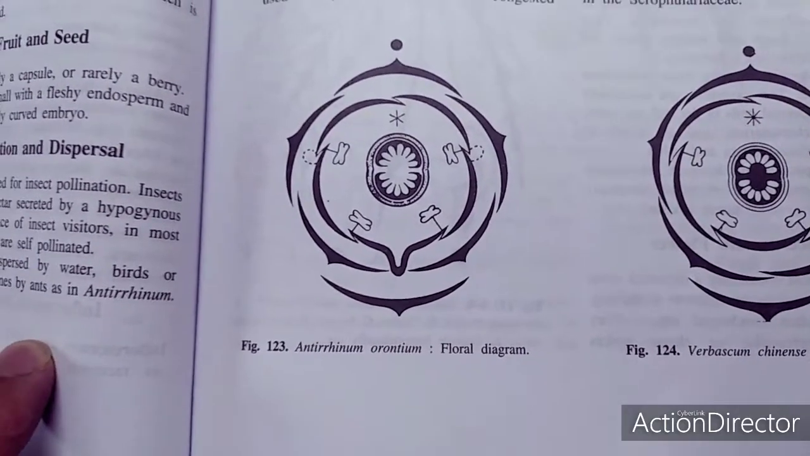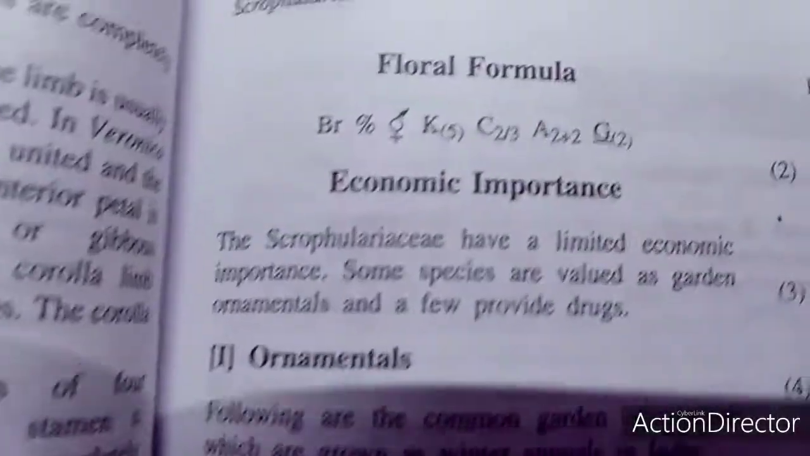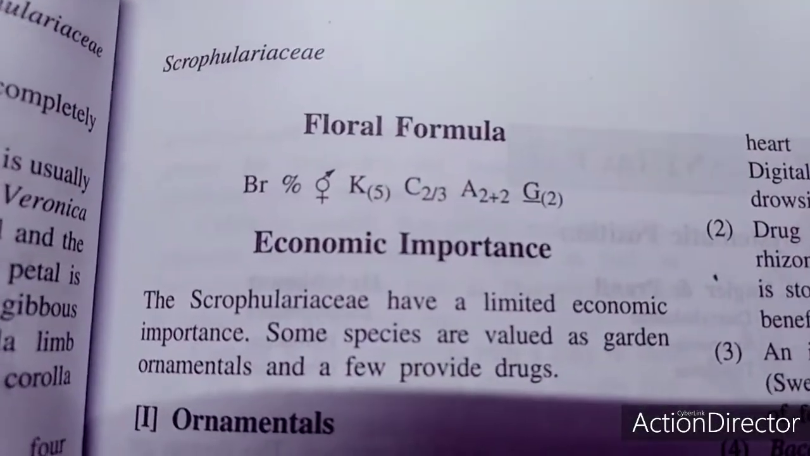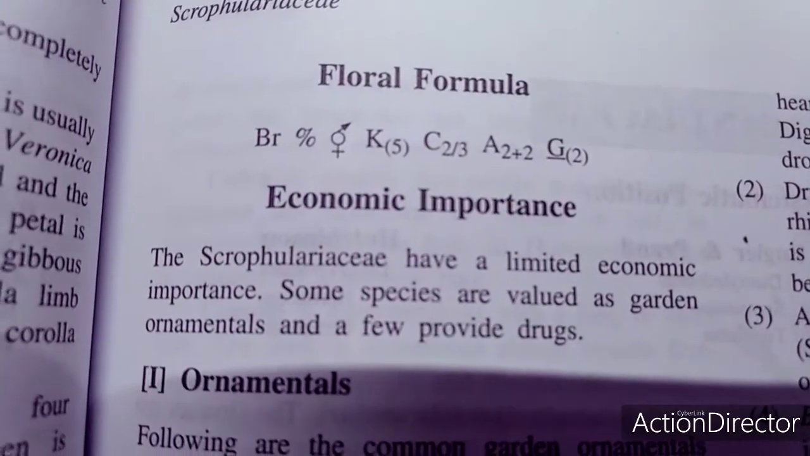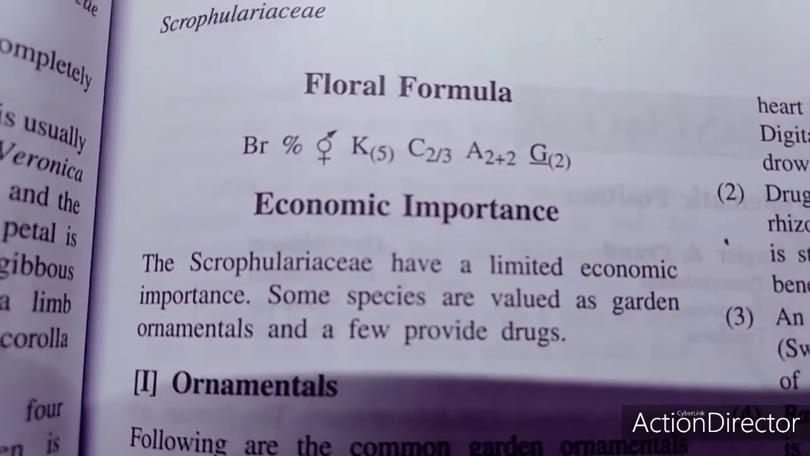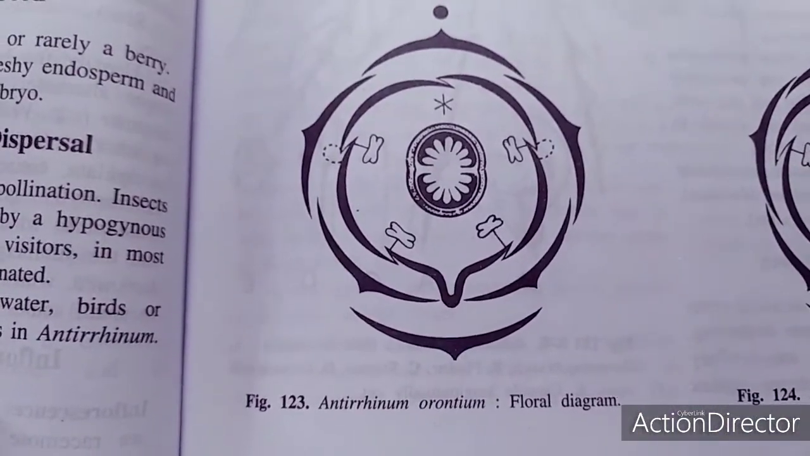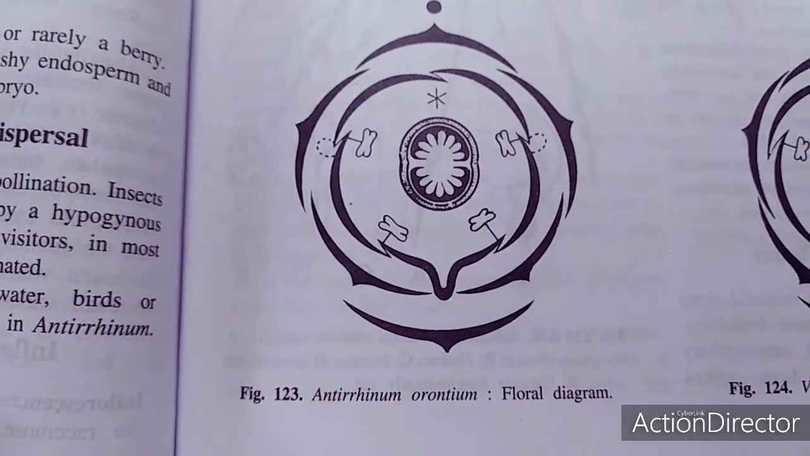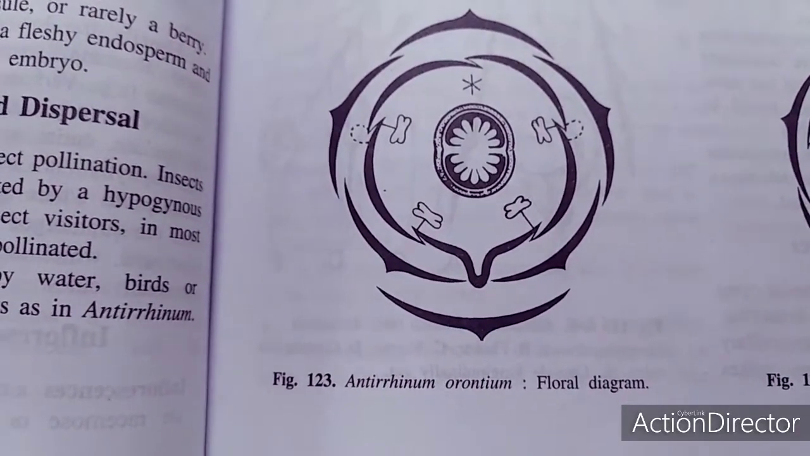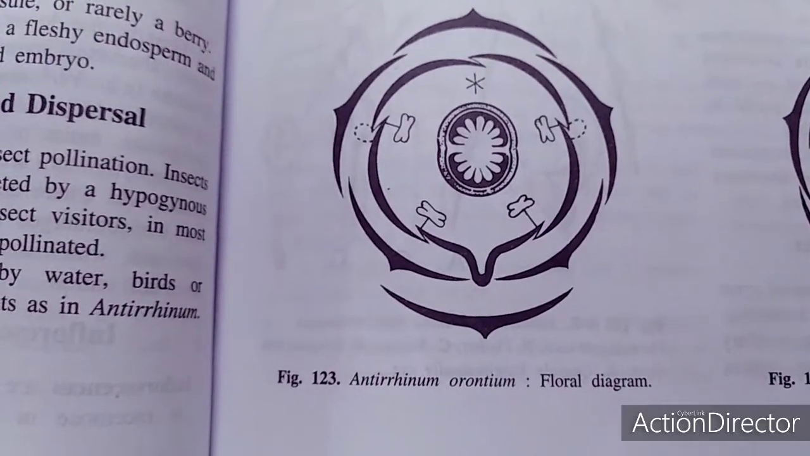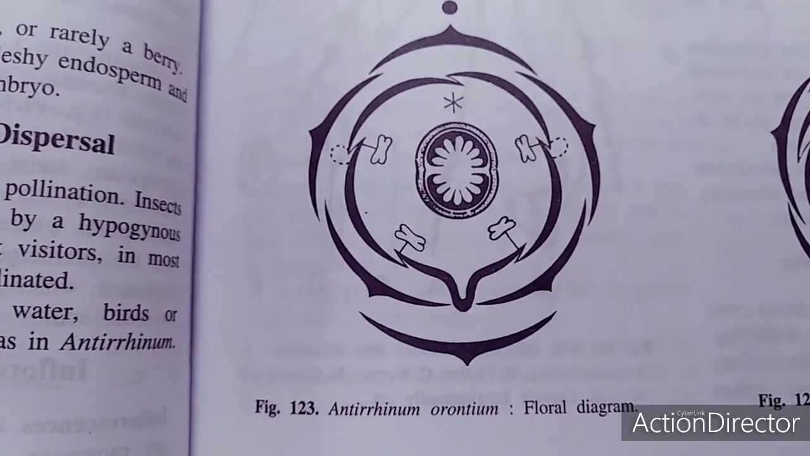This is also an economically important family. This is the floral formula: bracteate, zygomorphic, hermaphrodite, K5 fused, C2 by 3, A2 plus 2, G2 syncarpous, superior ovary. As we get into the Antirrhinum floral diagram, again I'm repeating: bracteate, zygomorphic, hermaphrodite, K5 fused, C2 by 3, A2 plus 2, G2 syncarpous, superior ovary.